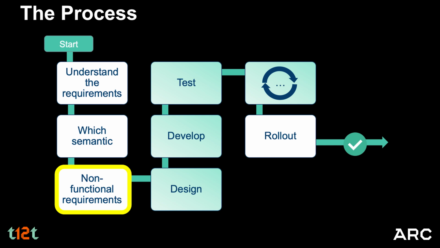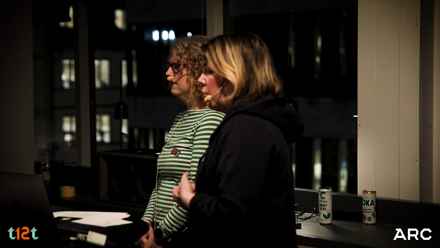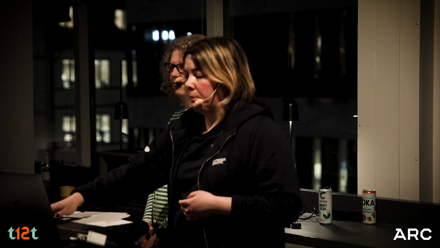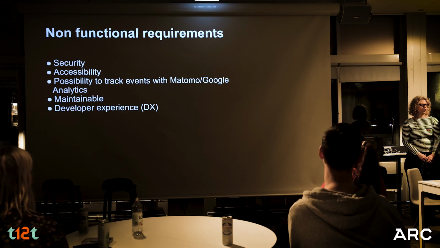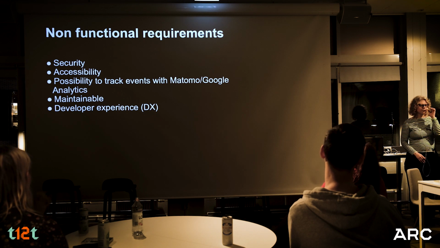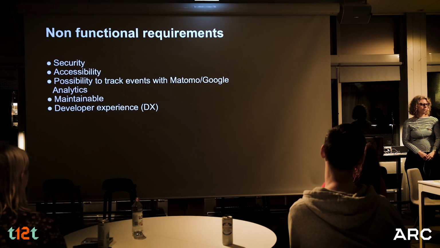We investigated the requirements, which led to a bunch of questions about the correct semantics. And after landing in a hypothesis of which semantic we should use, we also needed to look at the other non-functional requirements. And the first requirement as a tax agency is security. We need to make sure that we don't open up to any security risk, for example, by using some third-party dependency that can't be trusted.